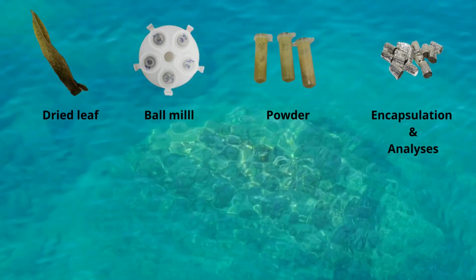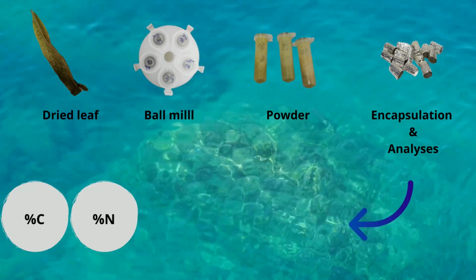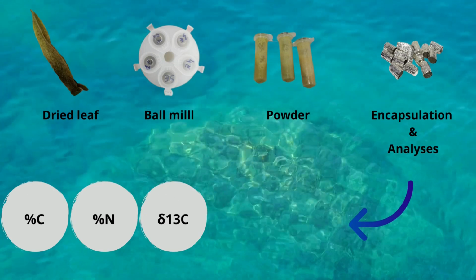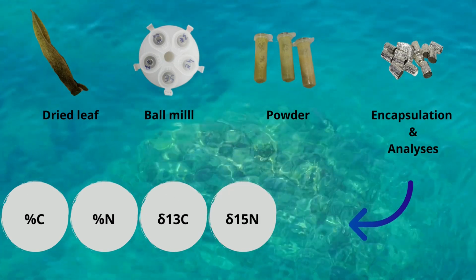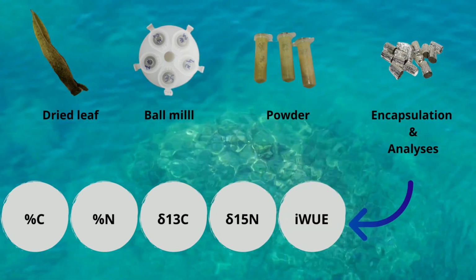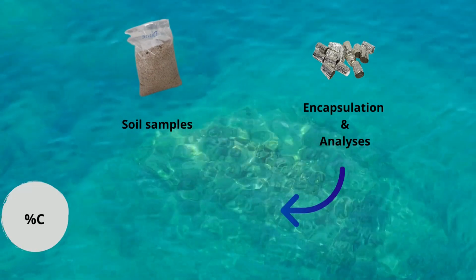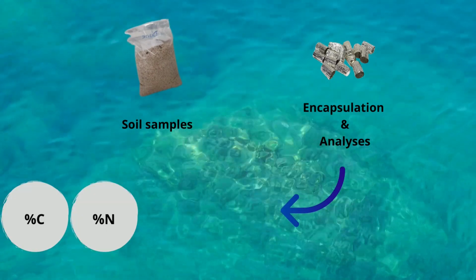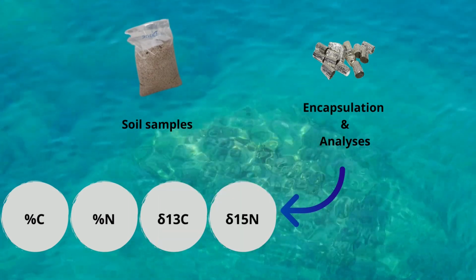Dry leaves were ground to a fine powder in a ball mill. The resulting powder was used to determine the total leaf carbon and nitrogen, as well as the carbon and nitrogen isotope compositions and intrinsic water use efficiency. Soil samples were air-dried and encapsulated to determine, again, total carbon and nitrogen content, as well as the carbon and nitrogen isotope compositions.